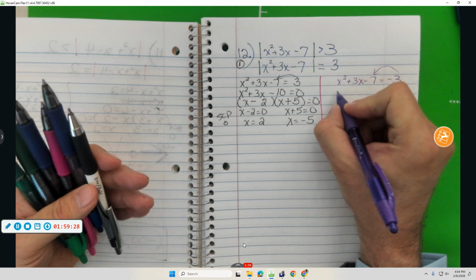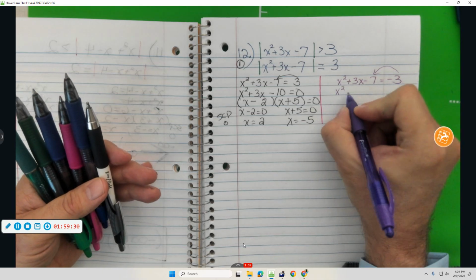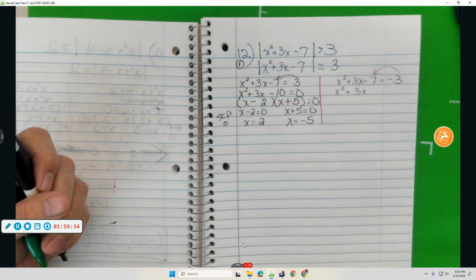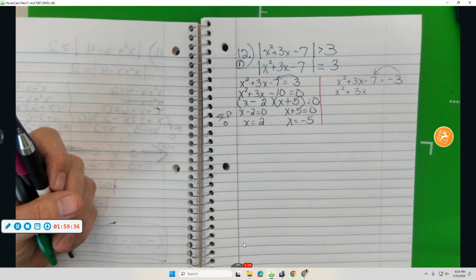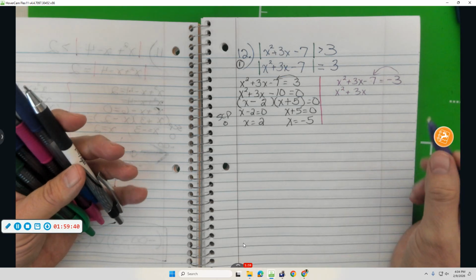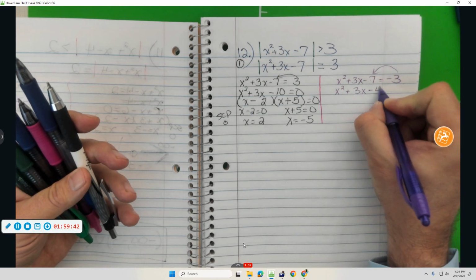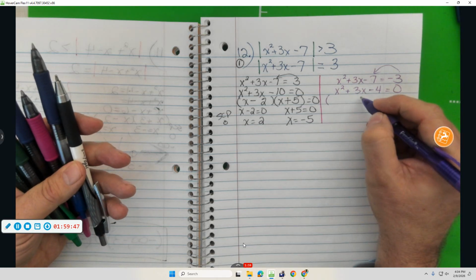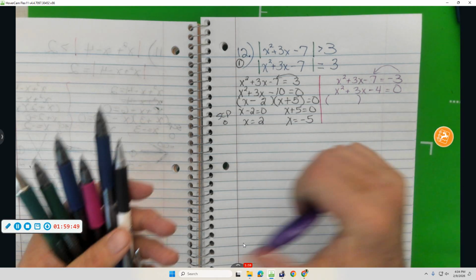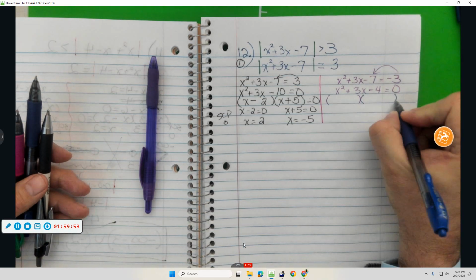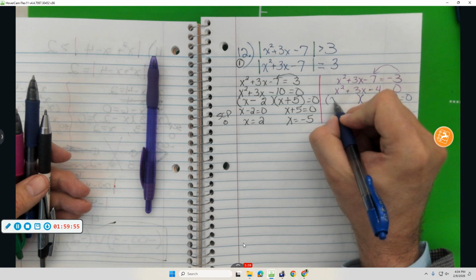Add 3 to both sides. x squared plus 3x, let's see, minus 7 plus 3. Is that going to be a minus 4? Yes. Equals 0. That purple looks fuzzy to me. I'll just use blue. You should have told me.